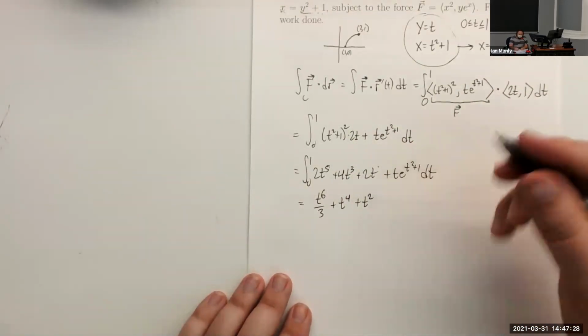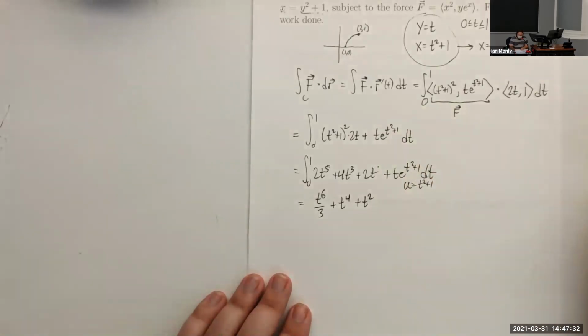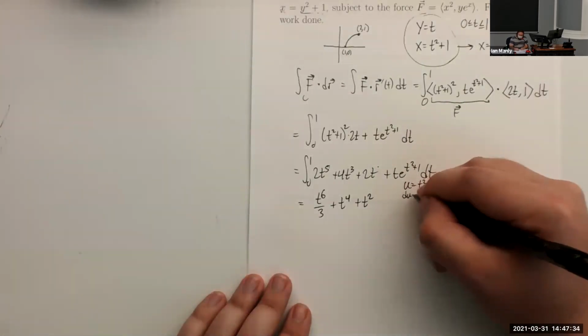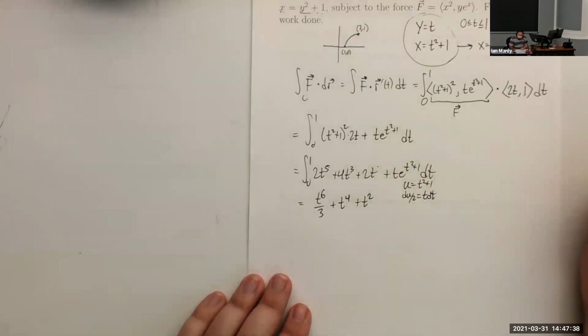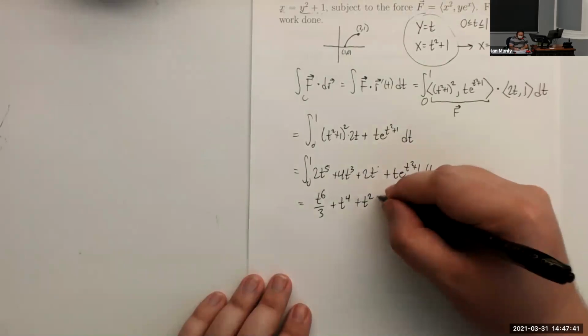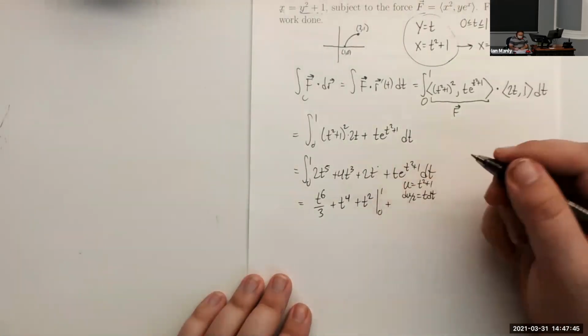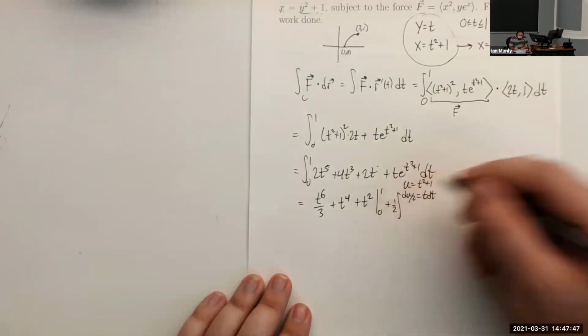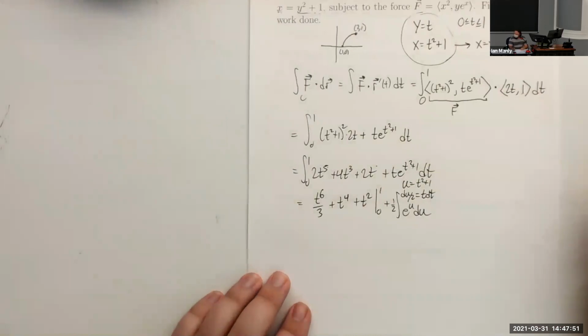So how are we going to do this integral? Well, let's try u sub. So u will be t squared plus 1, and du over 2 will be t dt. So we already finished up this part of the integral. And then we're doing the integral of 1/2 e to the u du right here.